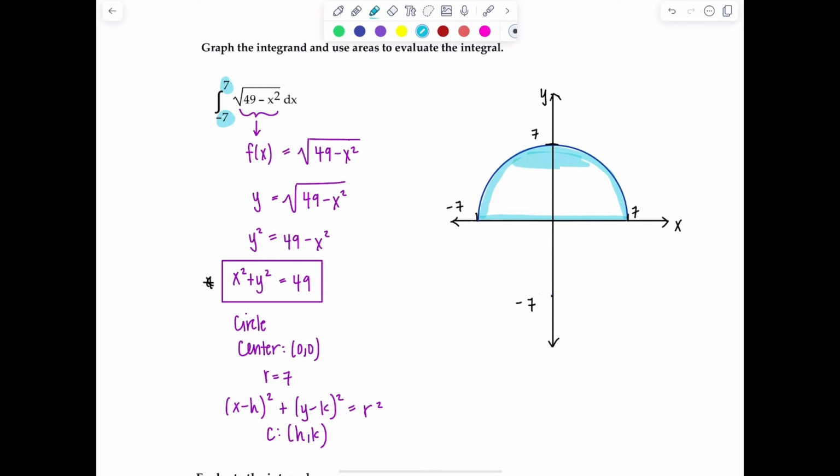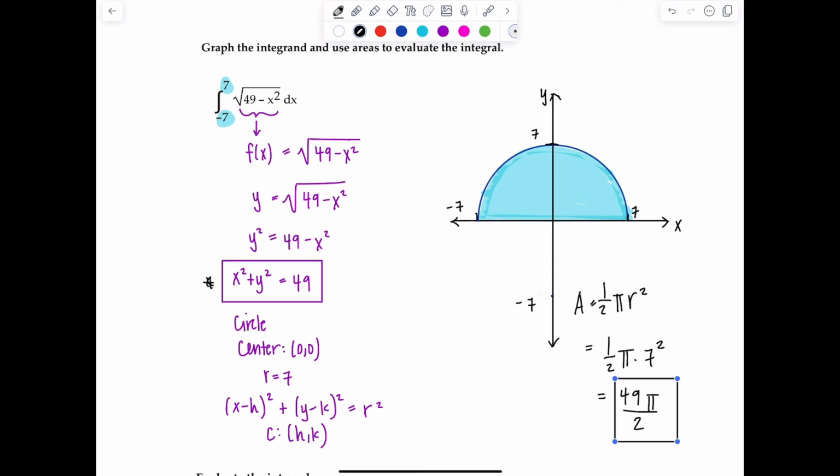Could you compute that directly without having to use any calculus or anything fancy? Yeah, I mean, it's just the area of half a circle, right? And we know the area of a circle is pi r squared, so it's going to be 1/2 pi r squared. And we just established the radius of this semicircle is 7. So this is 49 pi over 2. All right, see, no big deal.